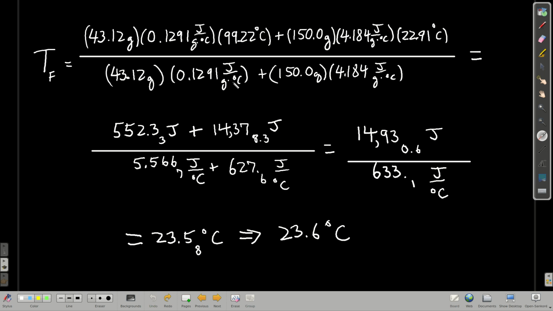Multiplying out all the parentheses here, this one gives us, to 4 sig figs, 552.3 joules. Notice how the units cancel. Grams cancel, degrees Celsius cancel. We're left with joules here. Over here, same thing. 4 sig figs, we're left with 14,370 joules. On the bottom, the grams cancel, but that's all. We get joules over degrees Celsius. 4 sig figs, we get 5.566 joules per degree Celsius. And here, this gives us 627.6. That should be 4 sig figs.